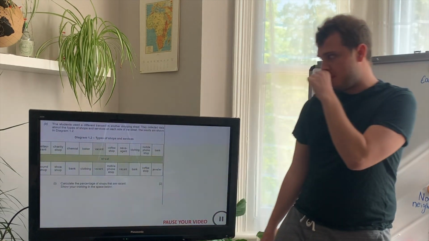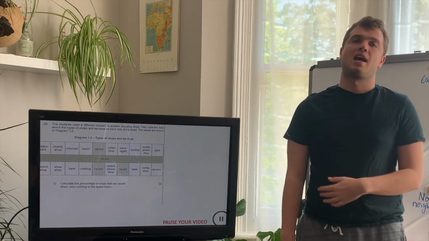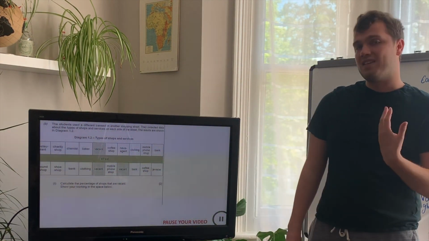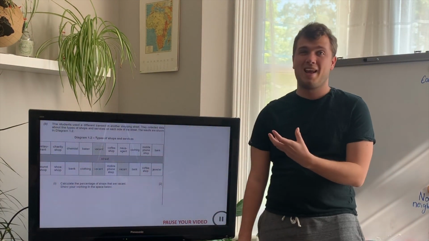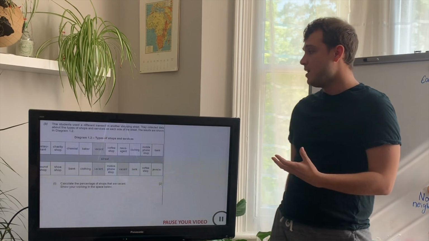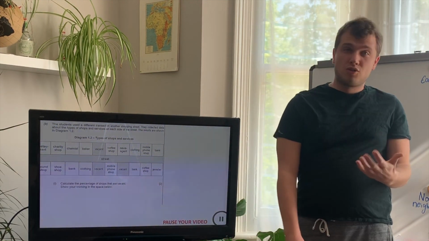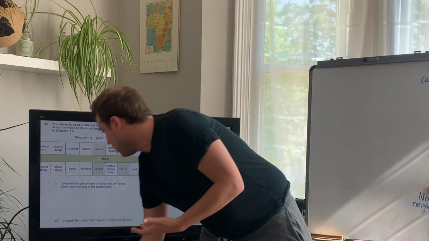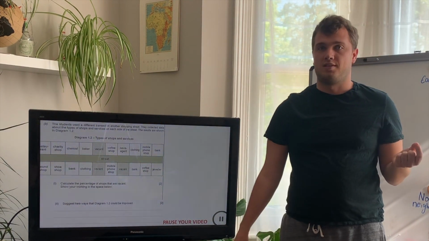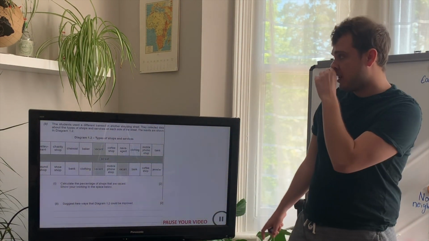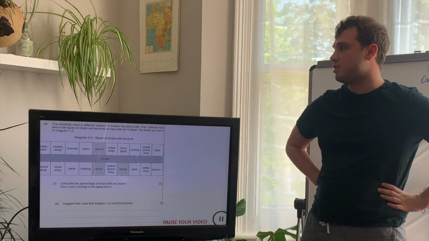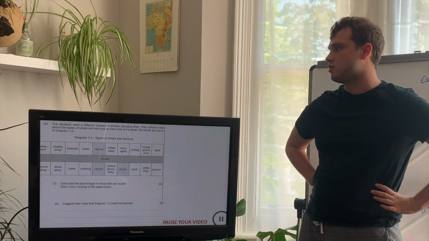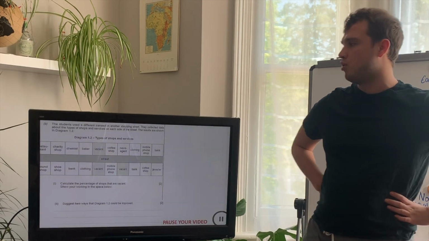Now we're going to take this a little bit further and we're going to have a go at an exam question that came up a few years ago. Now this is a typical exam question in the new style GCSE where they might give you some way of displaying data, a diagram or a figure, and they will ask you to do something with it, and then they will ask you how you might improve this diagram. So what it says here, the students used a different transect in another shopping street. They collected data about the types of shops and services on each side of the street. The results are shown in diagram 1.2.